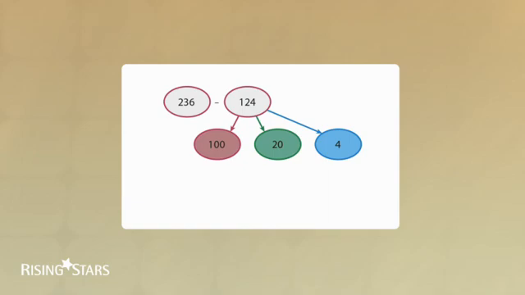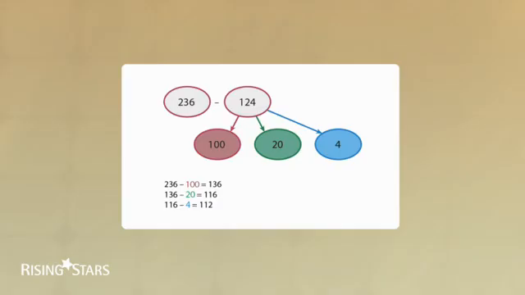Sequencing is another effective mental calculation strategy. It involves partitioning 1 number and adding or subtracting in steps. For example, to find 236 subtract 124, we can partition 124 and subtract it from 236 in steps. First, taking away 100, then 20, and then 4. You can explore this idea nicely with place value counters.